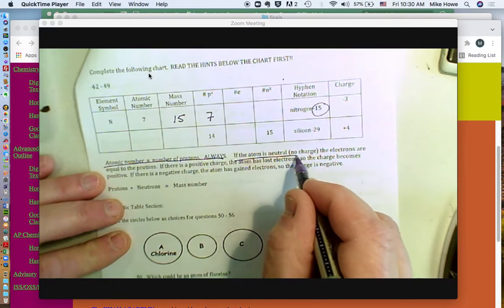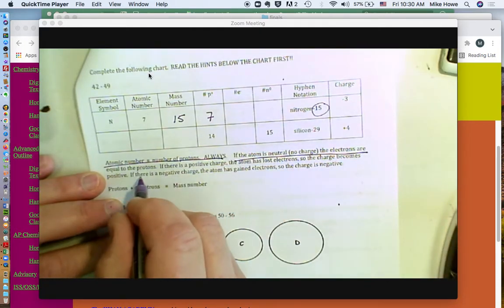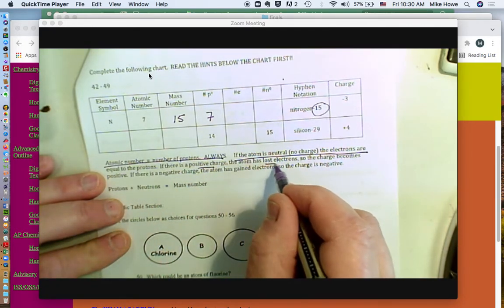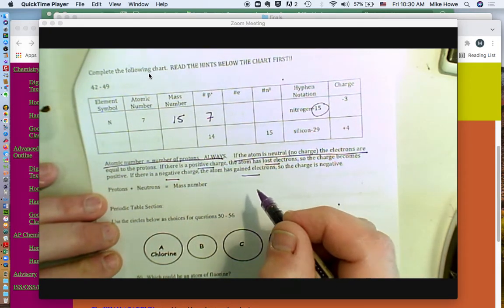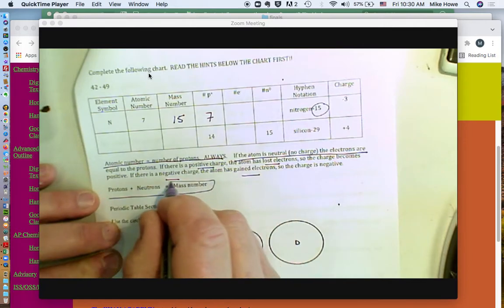If the atom's neutral, no charge, the electrons equal the protons. But if there's a positive charge, you've lost electrons. If there's a negative charge, you've gained electrons. And then I reminded you again, protons plus neutrons equals mass number.